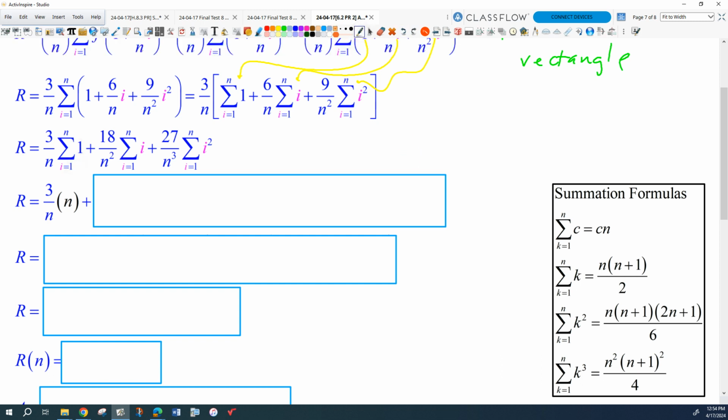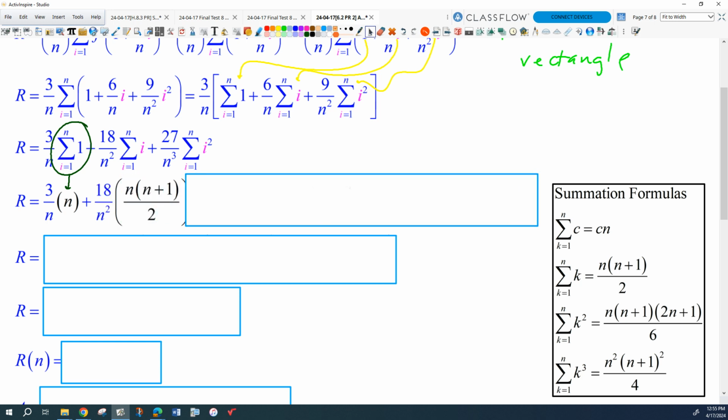Undo, go there. So that sum becomes n, right? Next one, 18 over n squared times the sum of i as i goes from 1 to n. Well, that's this formula. Change the k's to i's. The sum of i from 1 to n is n times n plus 1 over 2. So there it is.